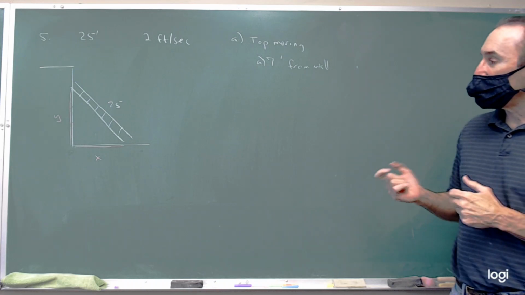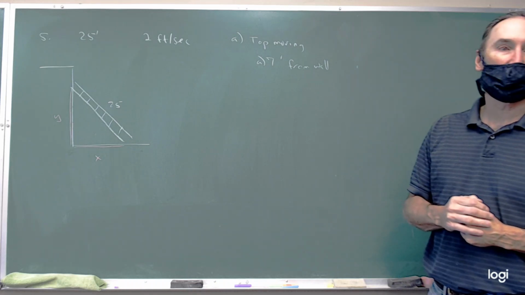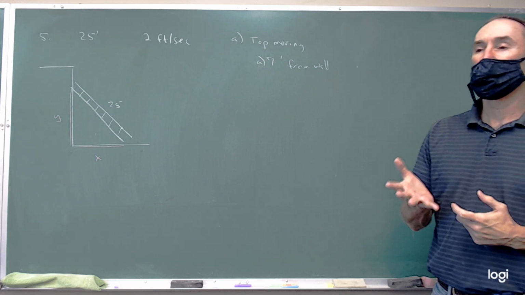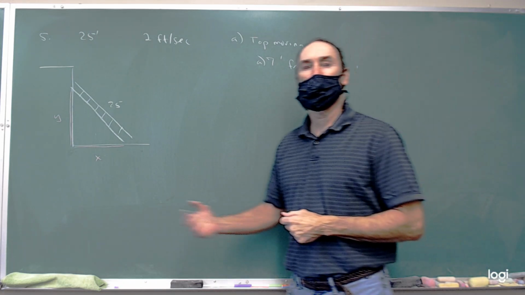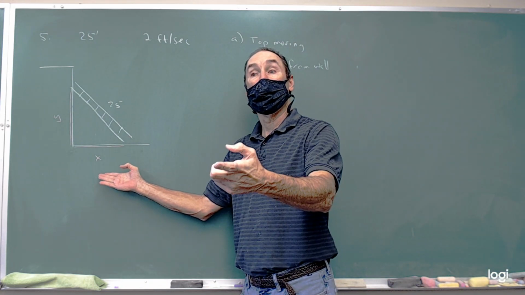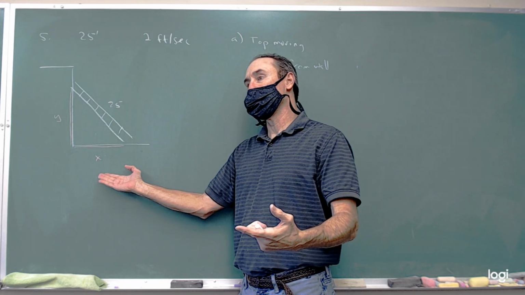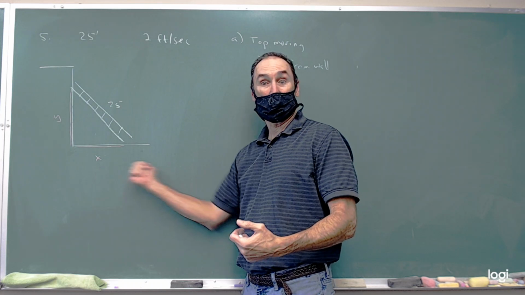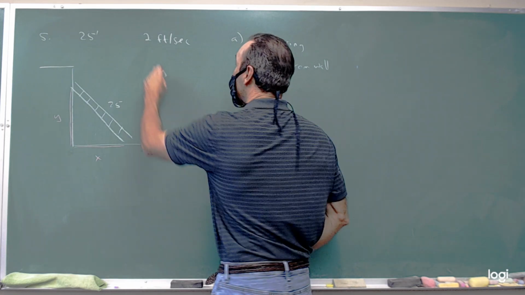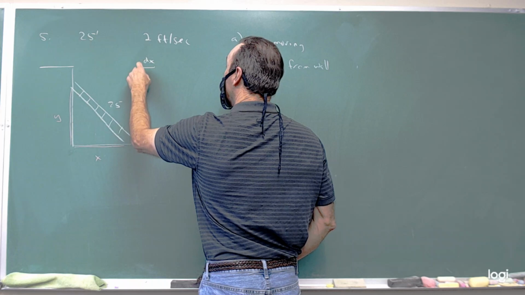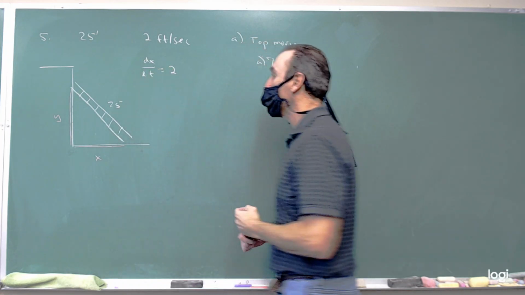So if the base is slipping out at 2 feet per second, what are we going to call that? dx/dt. And is that going to be a positive or a negative? Positive, because it's making that x bigger. So this is telling us that dx/dt is equal to 2.